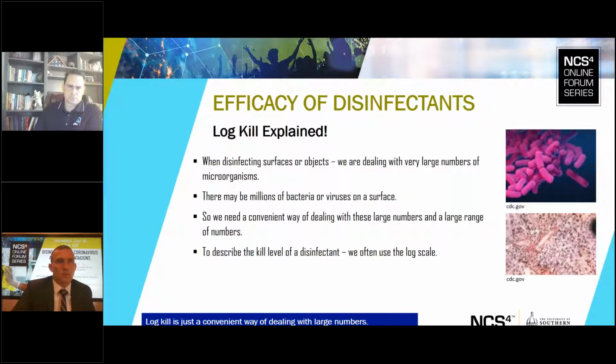So let me go a little bit into log kill. When we're disinfecting a surface, we're dealing with very large numbers of microorganisms such as viruses. There may be millions or more of bacteria or viruses on a surface. So we need a convenient way of dealing with these very large numbers, or a very large range of numbers. We may be reducing the number of viruses from 1 million on a surface to close to 0. So we need a convenient way of describing the efficacy of that process.